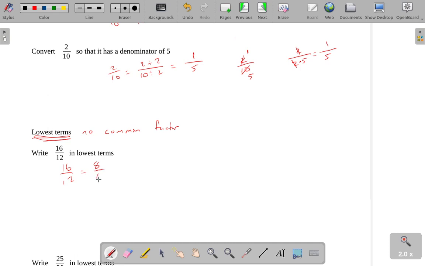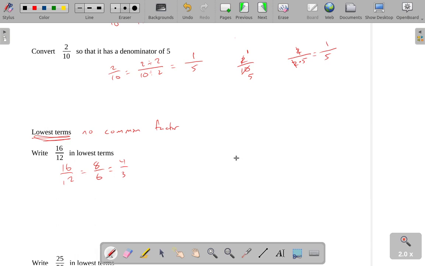We get 8 over 6. And those are still both even, so I can still divide both of those numbers by 2. We get 4 over 3. At this point, you could check them again and see if there's anything else you could divide both the top and the bottom by. Of course, 3 is prime. 3 is not a factor of 4, so you can kind of tell that way that there's nothing else.